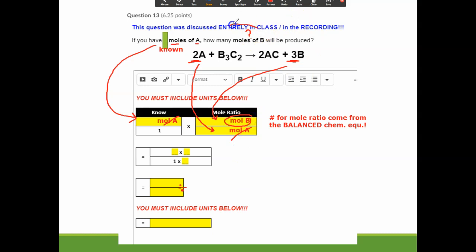So that's the question here, was how many moles of B? So your final units here must be moles of B. If you don't include units, you will be marked down. So you do need to include units in the first step and in the answer. Go ahead, pause the video and continue playing when you're ready.